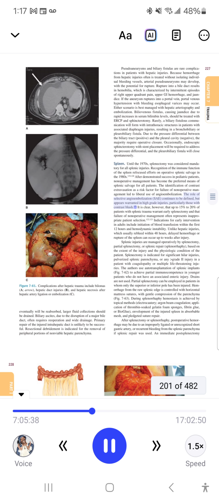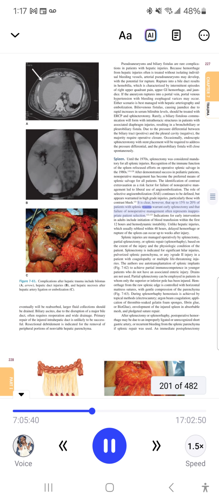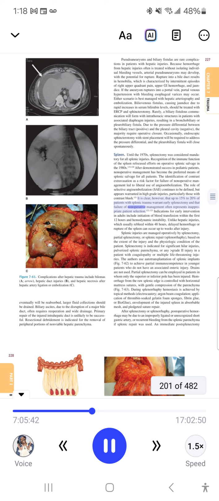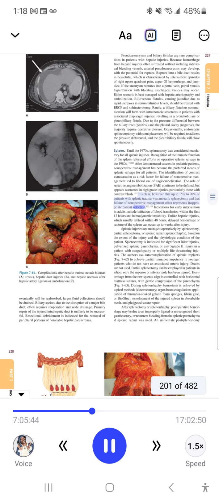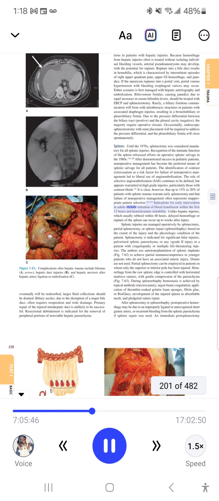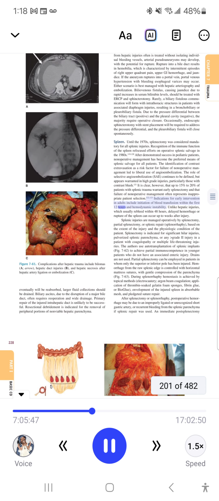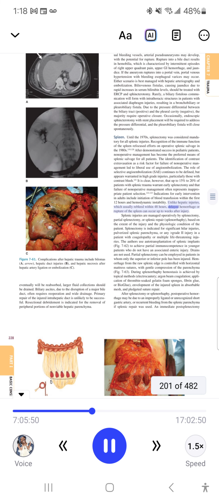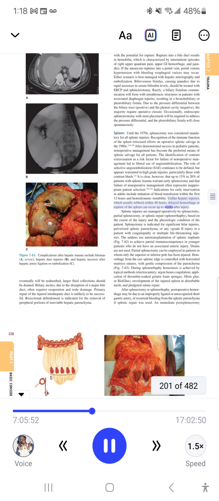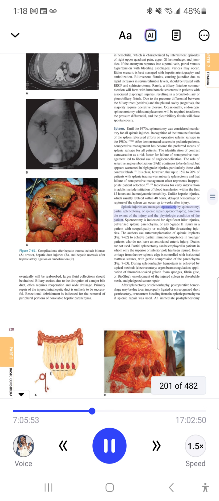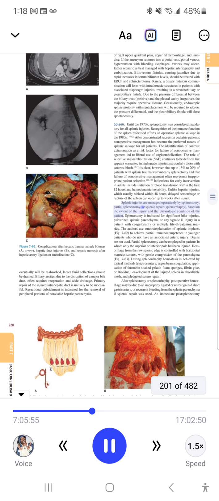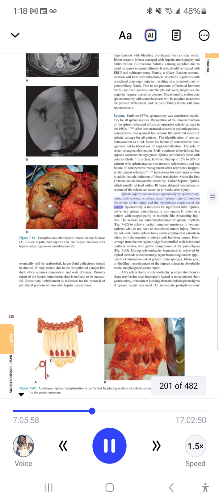121 It is clear, however, that up to 15% to 20% of patients with splenic trauma warrant early splenectomy and that failure of non-operative management often represents inappropriate patient selection. 122,123 Indications for early intervention in adults include initiation of blood transfusion within the first 12 hours and hemodynamic instability. Unlike hepatic injuries, which usually rebleed within 48 hours, delayed hemorrhage or rupture of the spleen can occur up to weeks after injury. Splenic injuries are managed operatively by splenectomy, partial splenectomy, or splenic repair (splenorrhaphy), based on the extent of the injury and the physiologic condition of the patient.